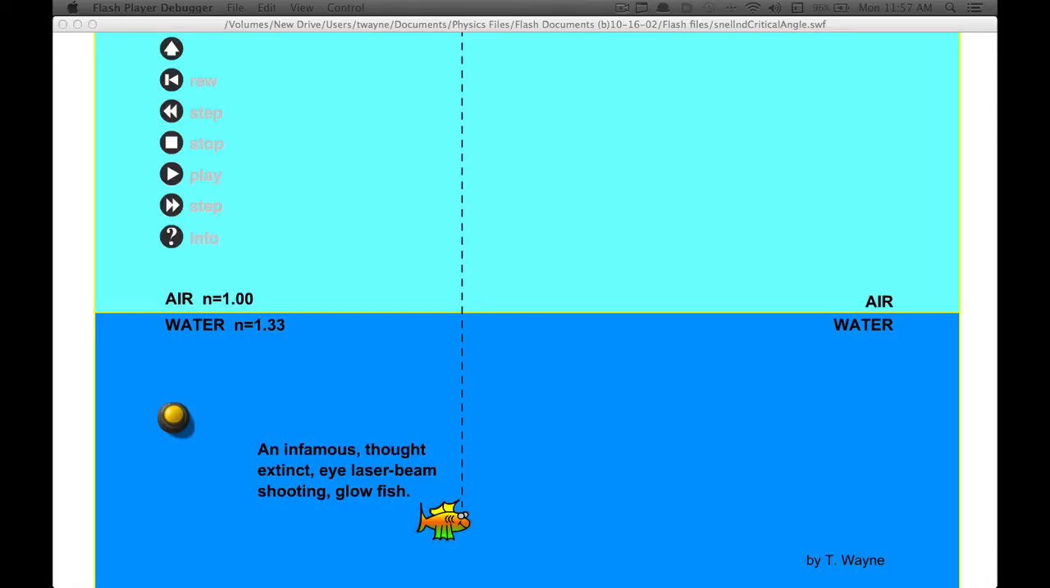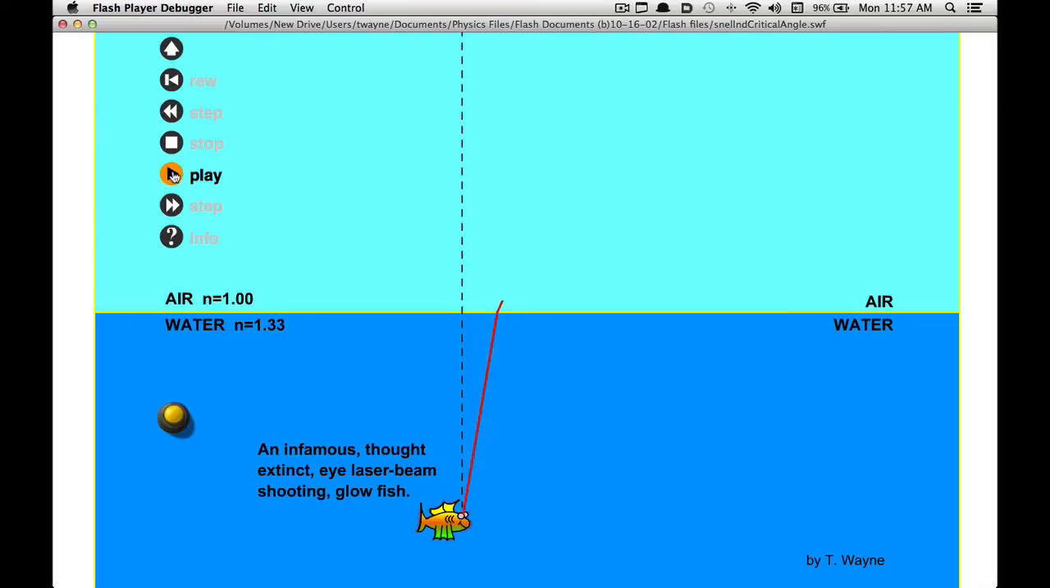An infamous, thought extinct, eye laser beam shooting glowfish is down at the bottom in the water, and I've got water underneath and air on top, so I've got a high index to low index, and he's going to shoot a laser beam up. So here's his laser beam going up, and you can see how it bends away from the normal. Remember, the normal is perpendicular to the surface.